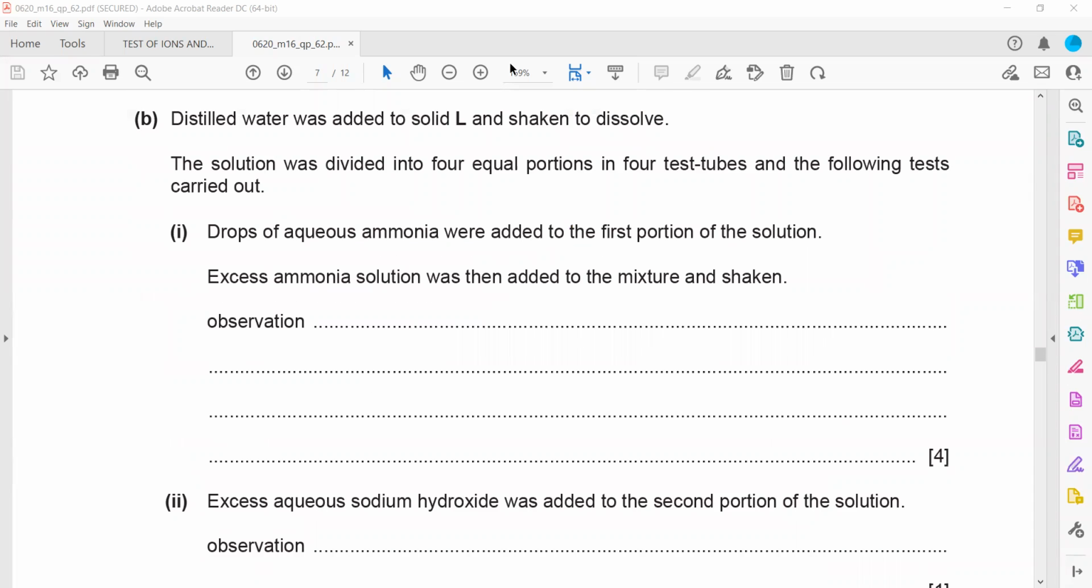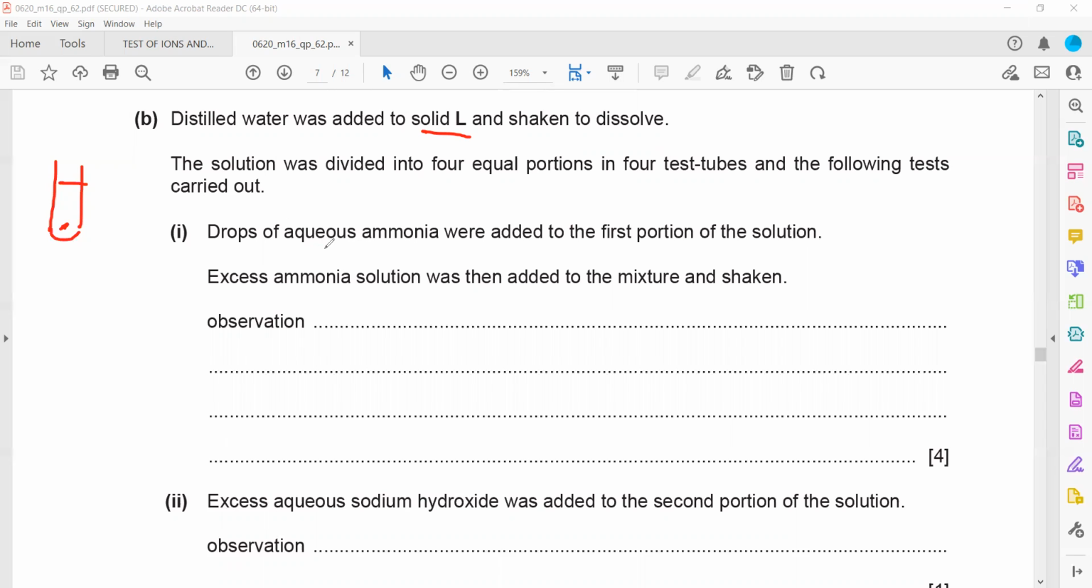Then distilled water is added. So what we did, we made an aqueous solution by adding distilled water to solid L and we shake. So we take a container, we dissolve this, and we divide into 4 test tubes. So we have 4 different test tubes.